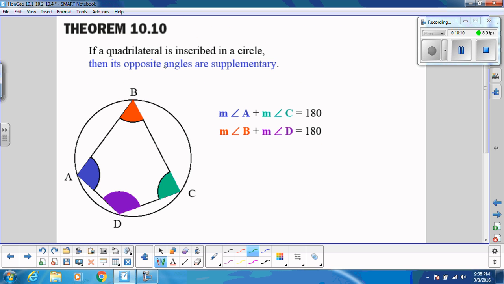So why do we care about that? Well, if a quadrilateral is inscribed in a circle, then its opposite angles are supplementary. So you can see that this blue and aqua angle, angle A and angle C, have to be supplementary. They have to add up to 180. And then this red and purple angle, angle B and D, also have to be supplementary. Notice that we are not saying that they're congruent. I don't want you to think that. So we're not necessarily talking about a rectangle or a rhombus or anything like that, like in the previous unit. We're just saying that those have to add up to be 180.